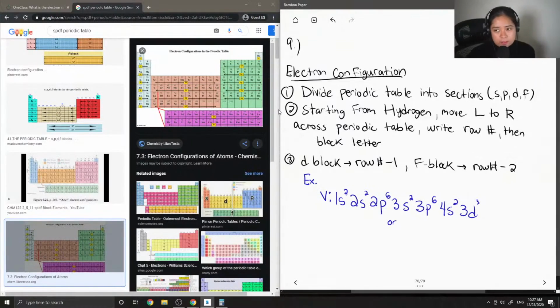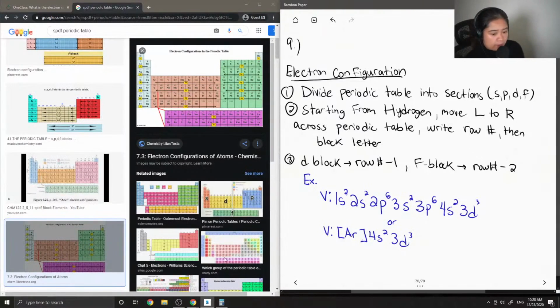So this is the long version of the electron configuration. If we wanted to write this using the shorthand electron configuration, it's pretty simple. You just need to look at the noble gas that comes before vanadium. In our case, it is argon. So we write argon in square brackets, and then we continue writing the remainder of the electron configuration the same way we've been doing: 4s2, 3d3.